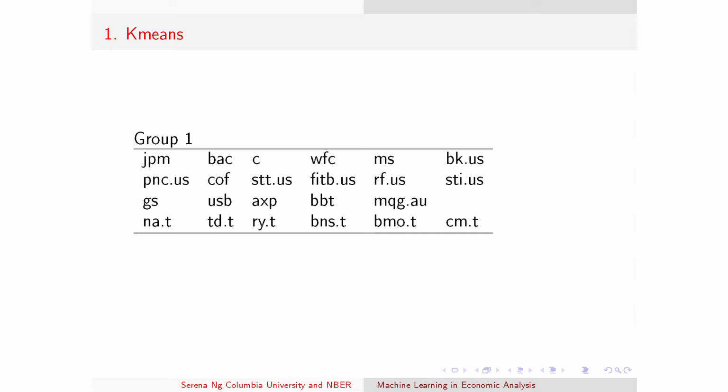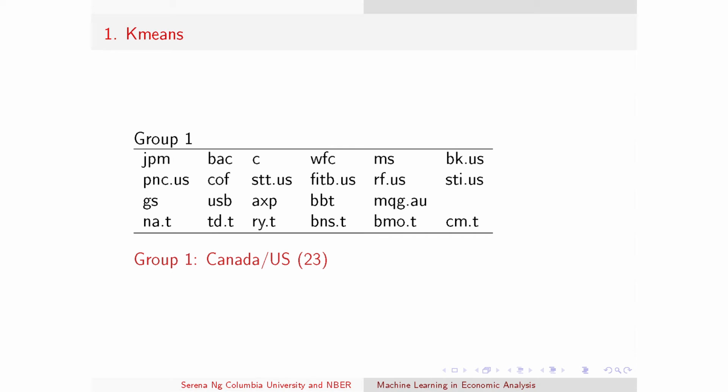Well, the dot T's I happen to know too, because they are all banks headquartered in Toronto: Bank of Montreal, Bank of Nova Scotia, Royal Bank, TD Bank. So this first cluster is completely North American banks. I thought it was pretty neat.